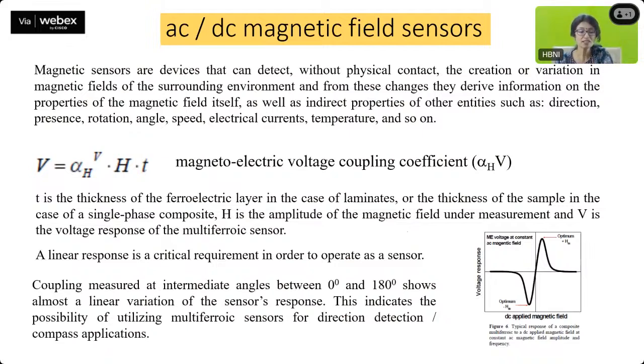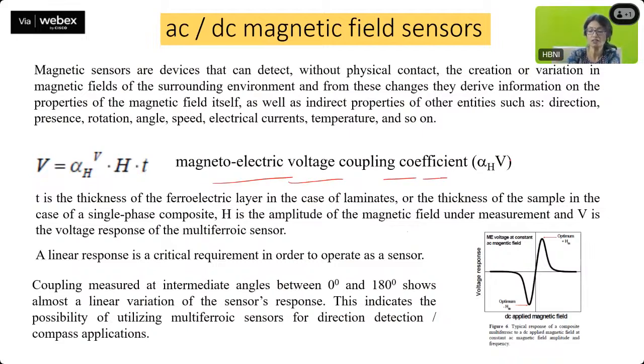What are magnetic sensors? These are devices that can detect, without physical contact, the creation or variation in magnetic fields of the surrounding environment. And from these changes, they derive information on the properties of the magnetic field itself, as well as indirect properties of other entities such as direction, presence, rotation, angle, speed, electric current, temperature, and so on and so forth. So what is the magnetoelectric voltage coupling coefficient?